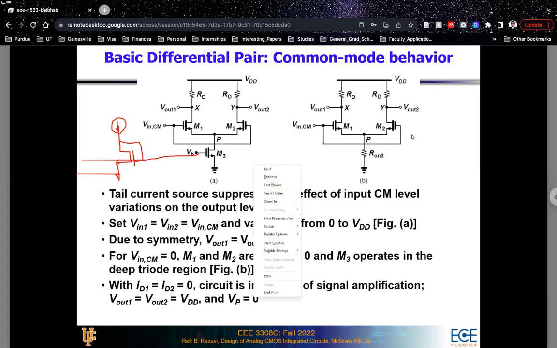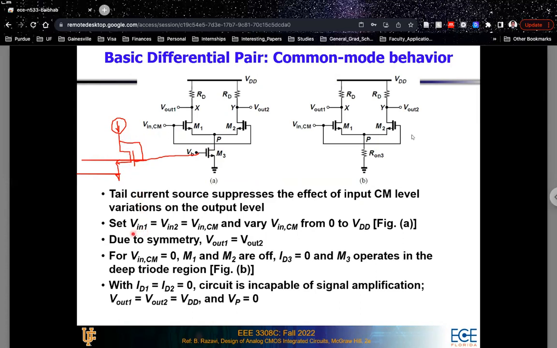You can connect this current mirror circuit to the gate of this M3, and then M3 will work as a mirror of this original current source that you see on the left hand side. So the current through M3 will mirror the current through this current source, or will be a multiple of the value of the current through that current source.